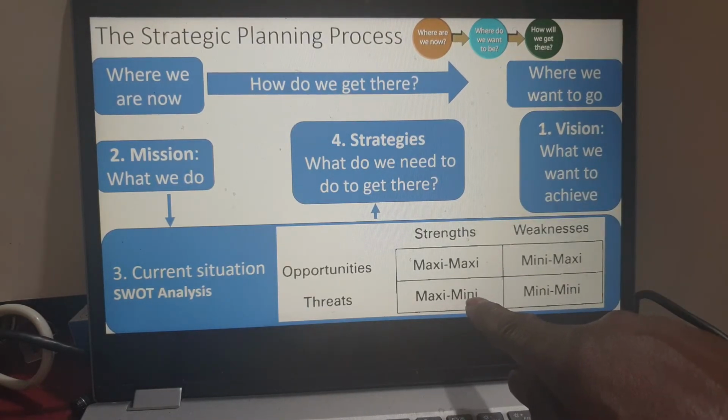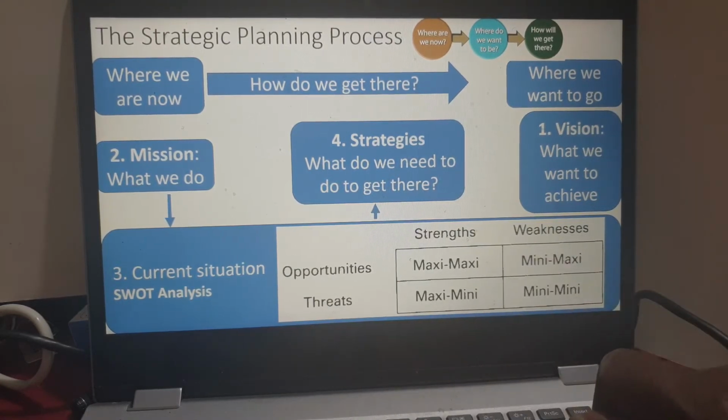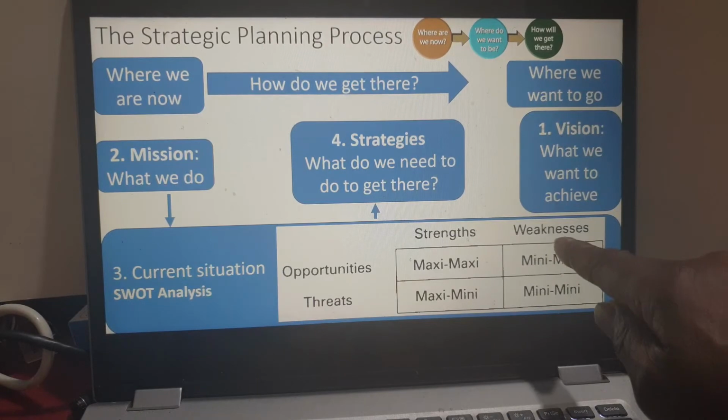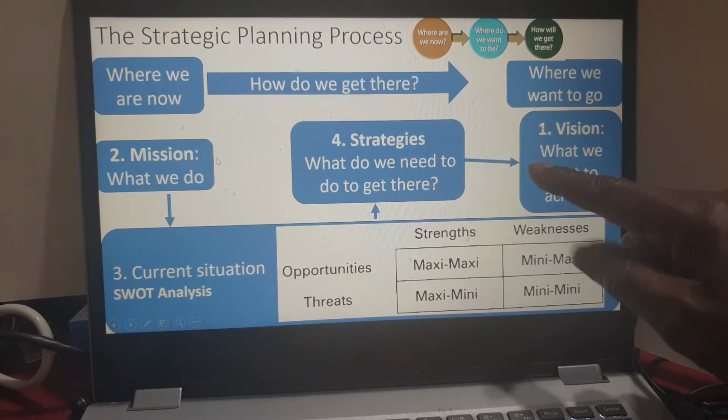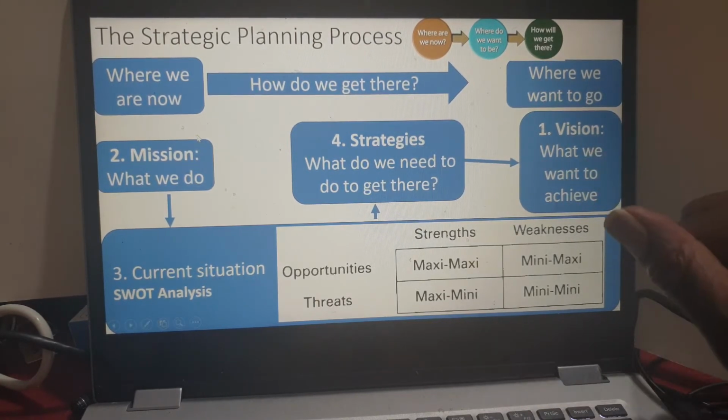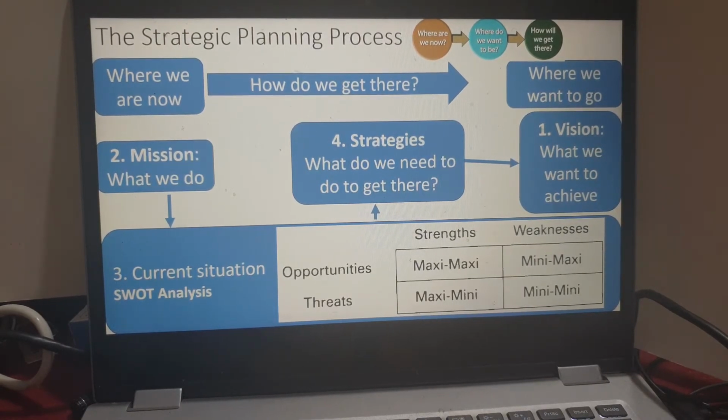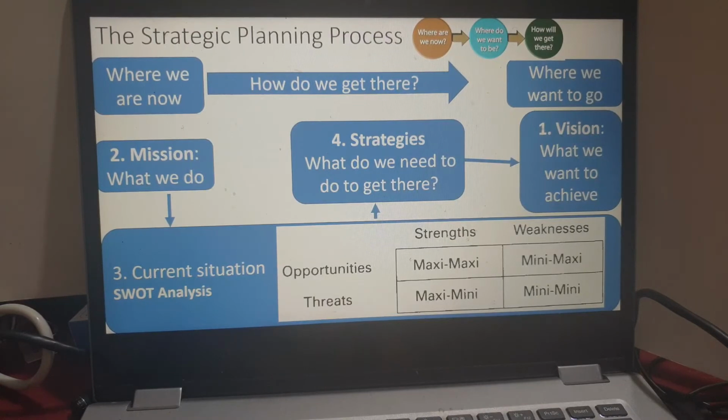Maximizing on the strength so that we can minimize threats, and then minimize all that weaknesses and threats. When you do that, then you are now on the way to achieving your vision. So here you are. This is your strategic plan. As simple as this, as short as this.